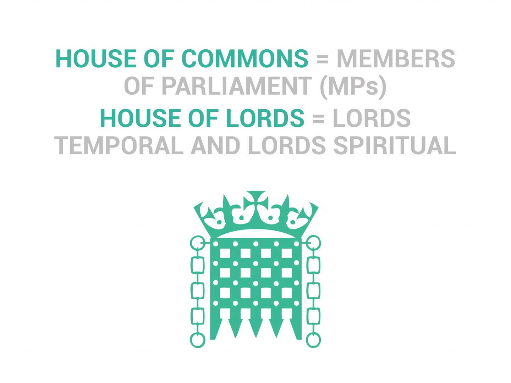Parliament in the United Kingdom is made up of the Queen and the two Houses of Parliament, the House of Commons and the House of Lords. The House of Commons is made up of publicly elected members of Parliament, referred to as MPs. The House of Lords is made up of two types of member, Lords Temporal and Lords Spiritual.